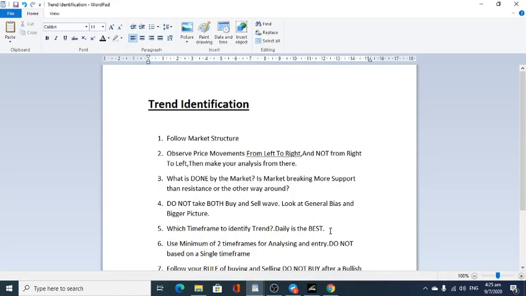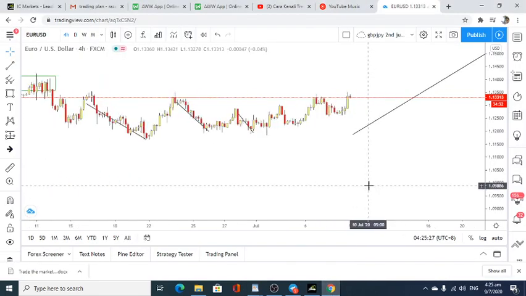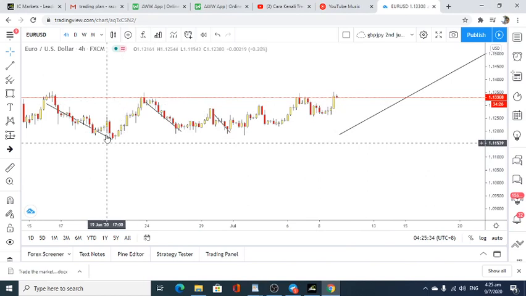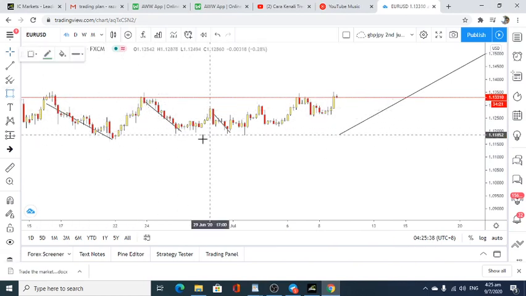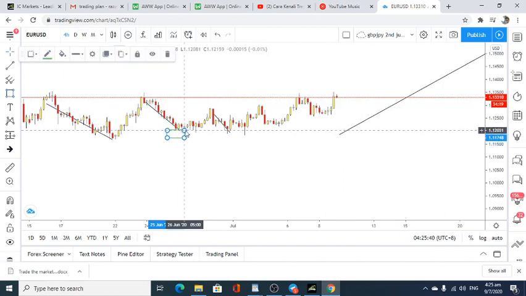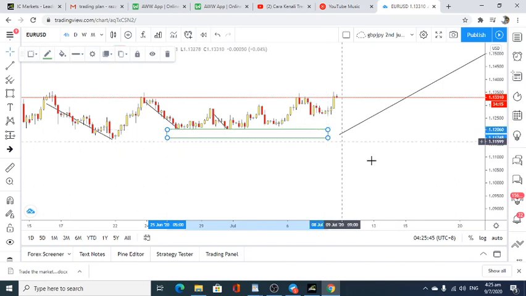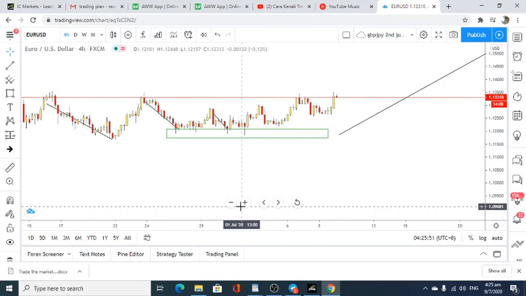So what's the next one? Do not take both buy and sell waves. Look at the general bias and the bigger picture. As price went up and down, do not participate, but anticipate. In this case, we knew that price has made a support here. So as long as price does not break the support, it's only a buy, and that's it.